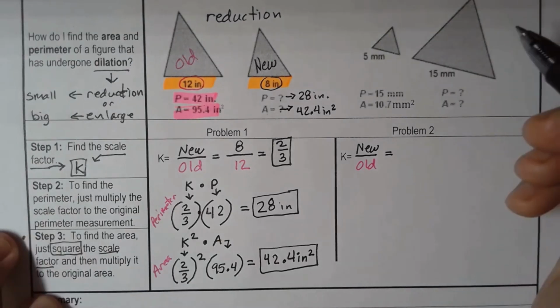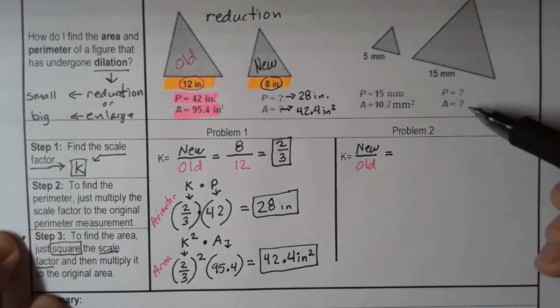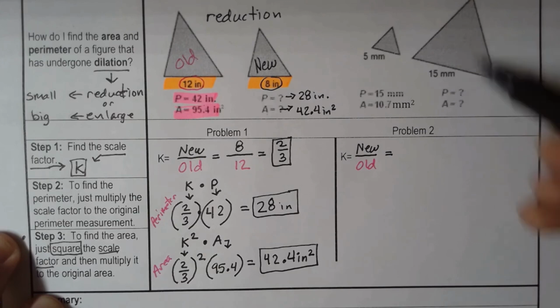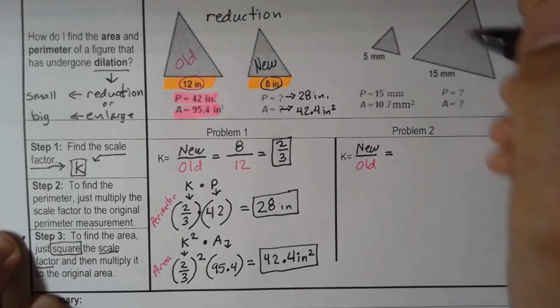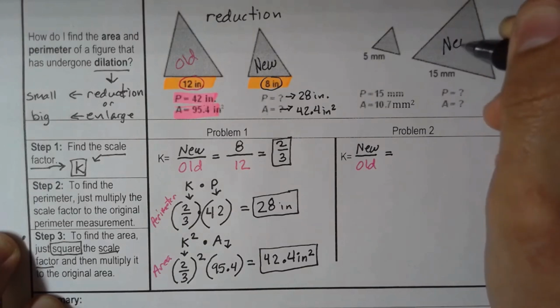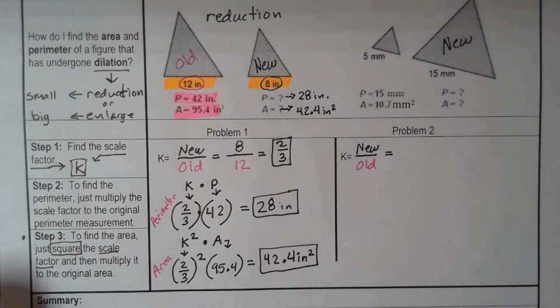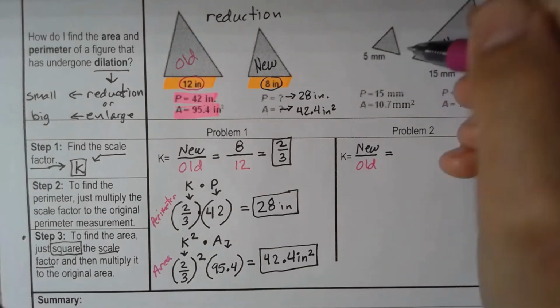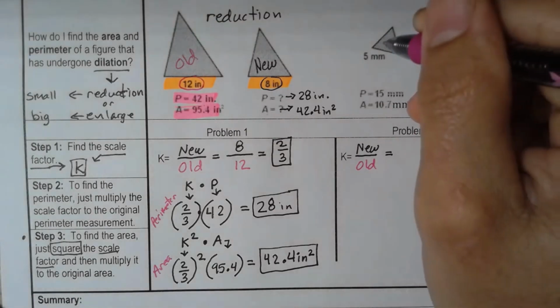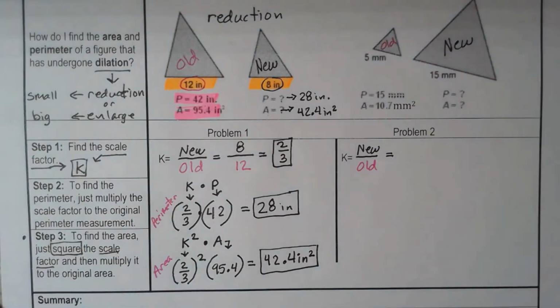When we look at new, remember new is always the one we're looking for the value, and this has question marks at it, right? What is the perimeter of this shape? What is the area of this shape? So we know that this is the new. And our old is the one that gave us the values, right? Down here at the bottom. So we say, okay, this is old.